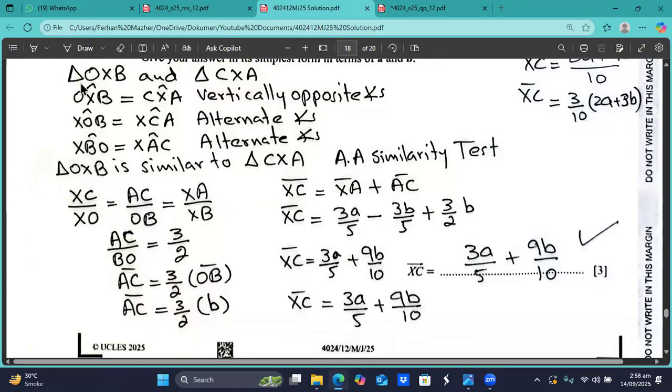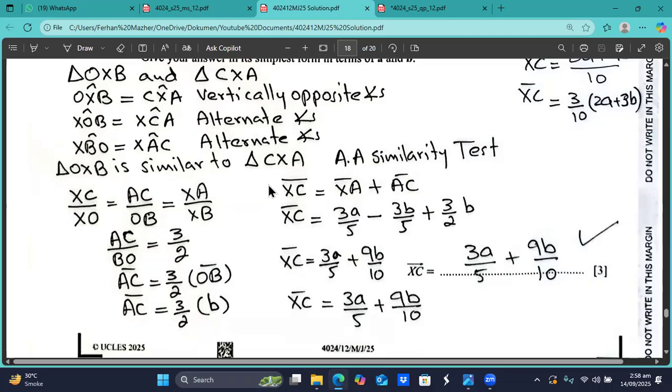XC actually. So in the triangle OXB and the triangle CXA, the angle OXB is equal to the angle CXA, they are vertically opposite angles. The angle XOB is equal to the angle XCA, they are alternate angles. And the angle XBO and the angle XAC are equal to each other because they are alternate angles. So the triangle OXB is similar to the triangle CXA because of the angle-angle similarity test.